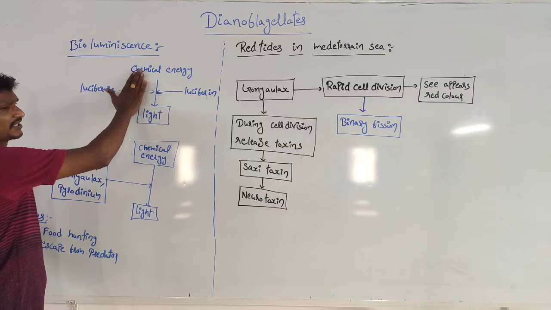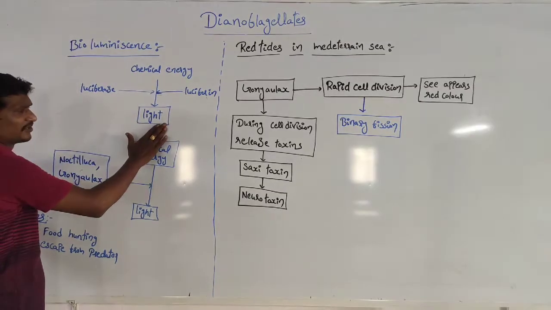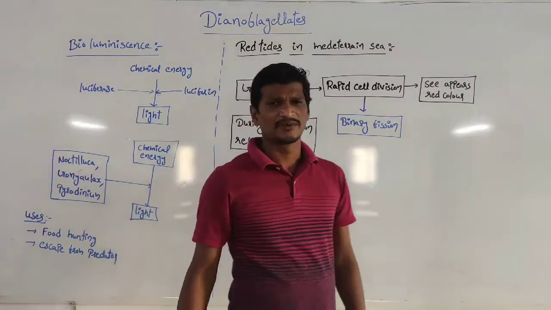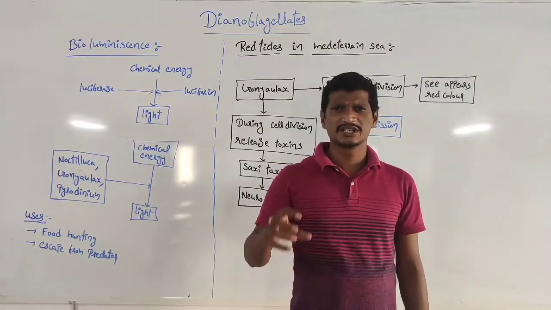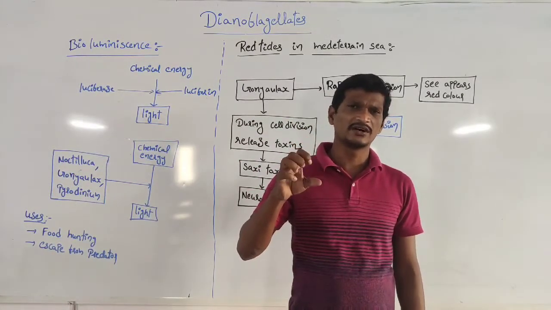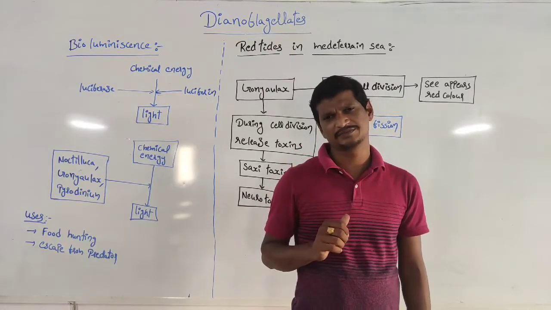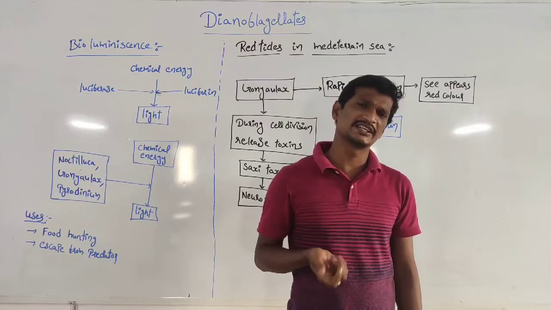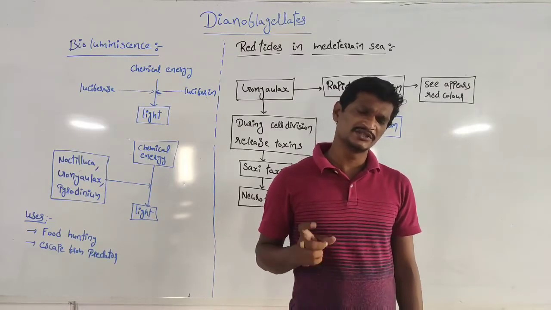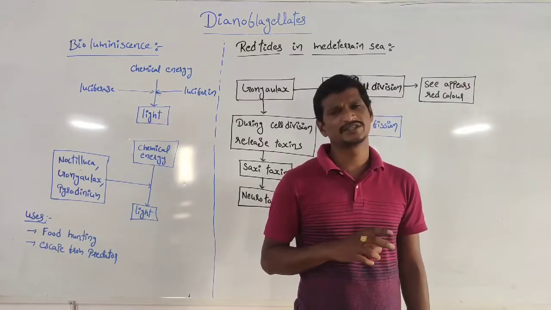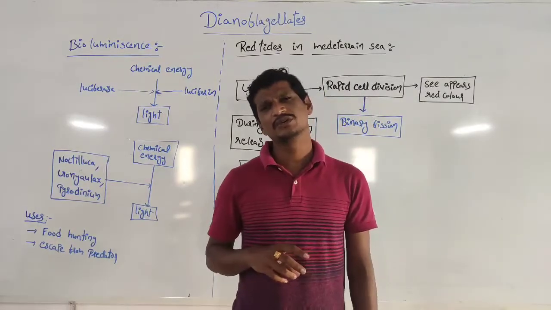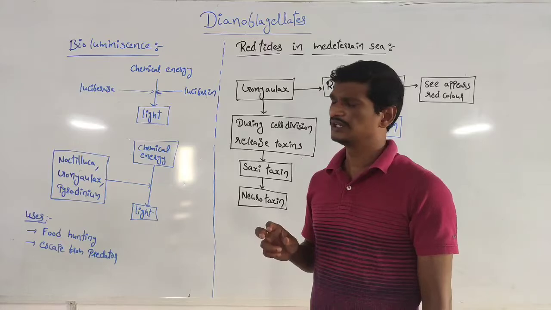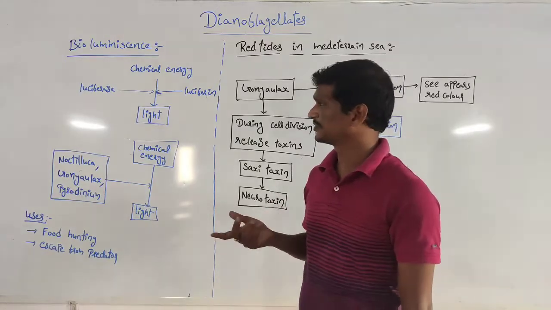There is chemical energy, and the chemical energy is converted into light energy. When we see fireflies at night, there is a light on and light off mechanism. When energy is available inside the cell, the chemical energy is converted to light energy. So how does the energy conversion take place?